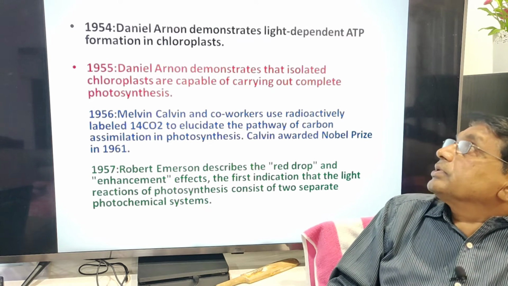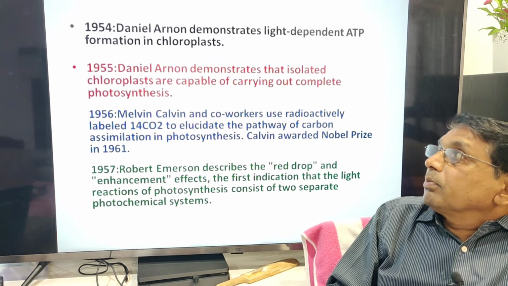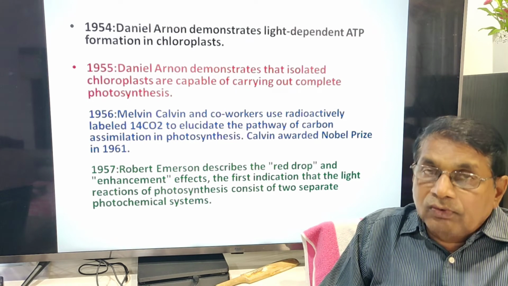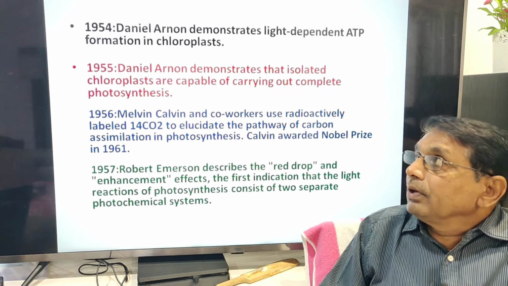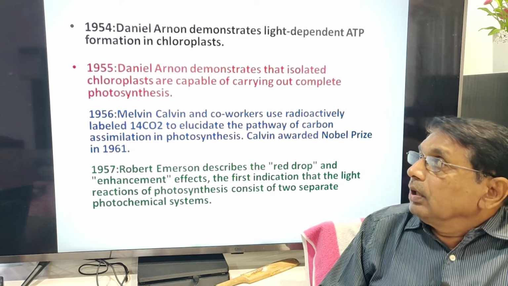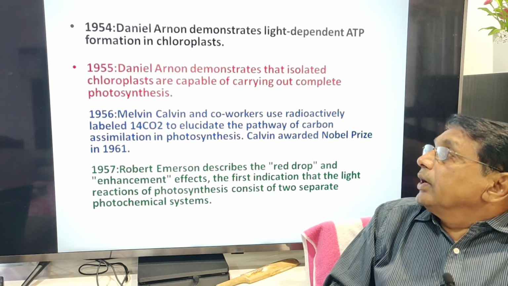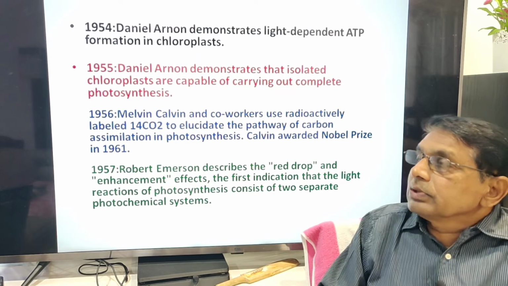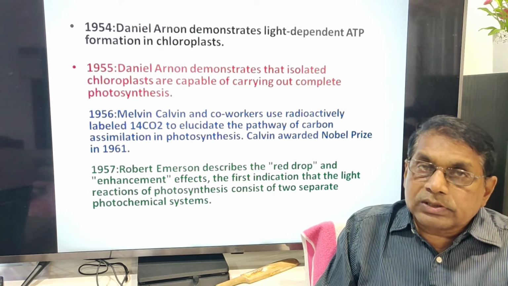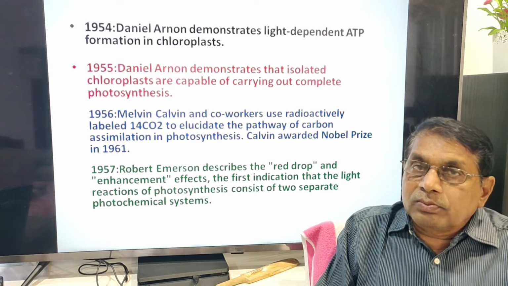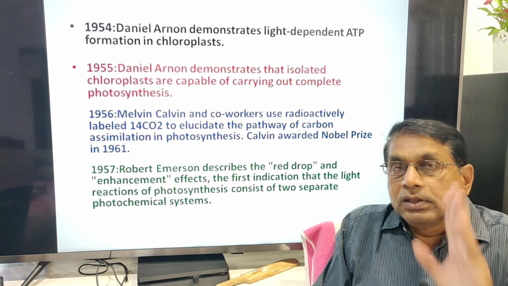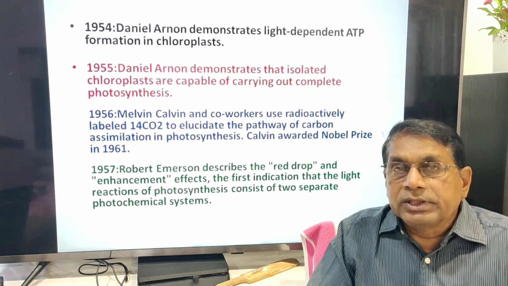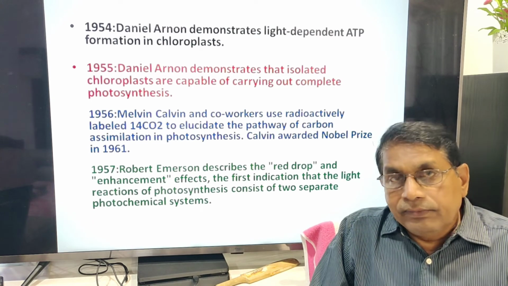Daniel Arnon demonstrated light-dependent ATP formation in chloroplasts. Photophosphorylation: synthesis of ATP. Arnon demonstrated that isolated chloroplasts are capable of carrying out complete photosynthesis. The leaf is not necessary; the chloroplasts were isolated and purified, and he observed that the entire photosynthesis process takes place even without the complete intact structure of the leaf.